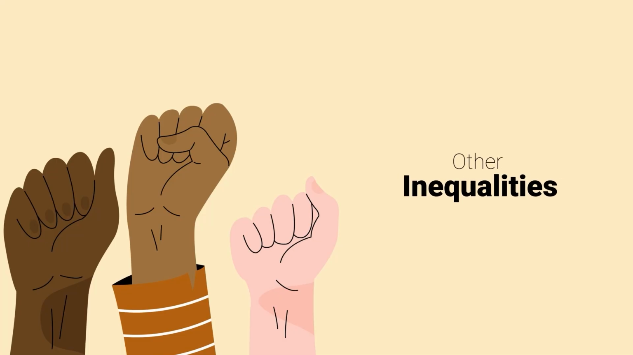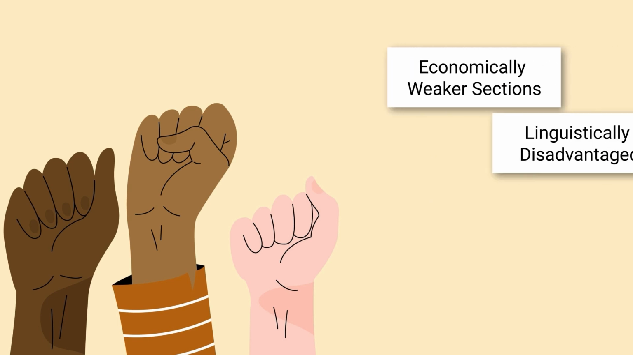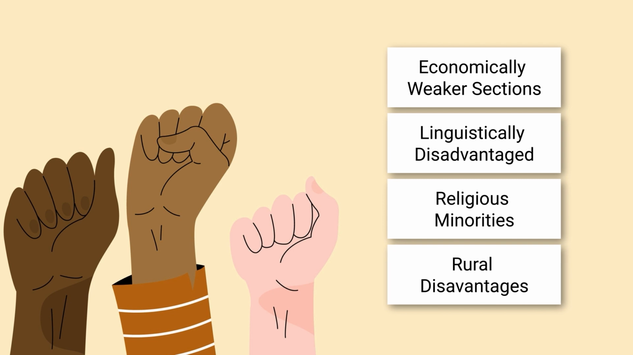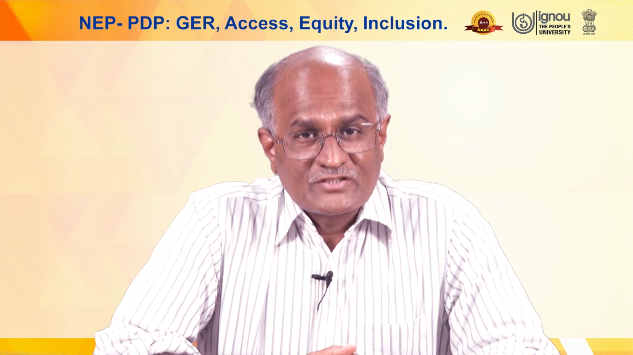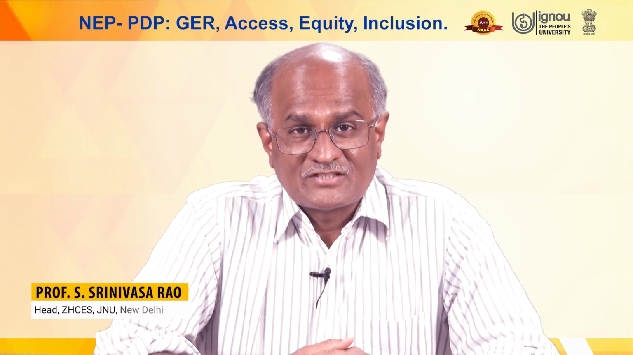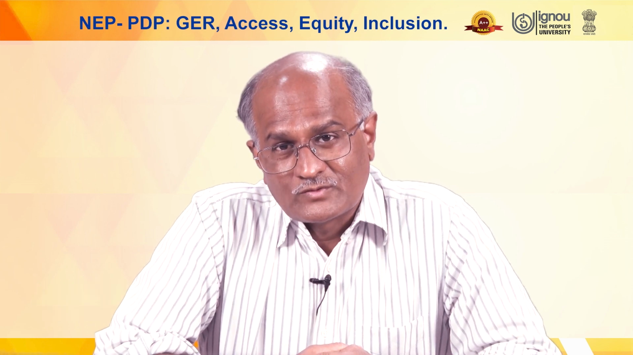We also find inequalities in terms of economically weaker sections, but the government has come out with a new policy which allows reservation of 10% for the economically weaker sections in entry into higher education institutions, as late as 2019. And we have lower gross enrollment ratios for linguistically disadvantaged, for religious minorities, and for those coming from the rural areas. As we all know, much of the higher education is urban centric. Expansion is largely specific to the urban centers.